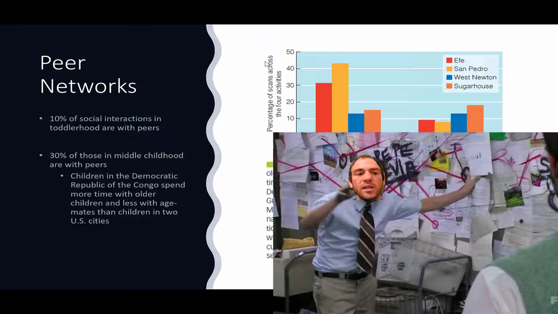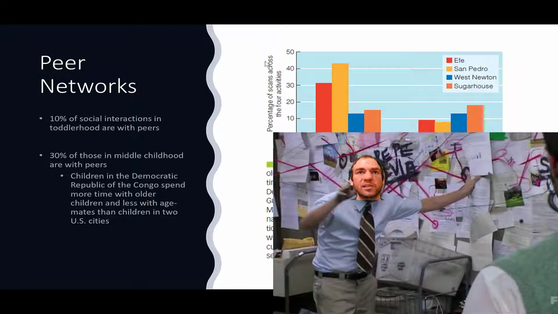Peer networks. 10% of social interactions in toddlerhood are with peers. 30% of those in middle childhood are with peers. Children in the Democratic Republic of the Congo spend more time with older children and less with age mates than children in two U.S. cities. So the idea here is that with time you have more peer interaction.